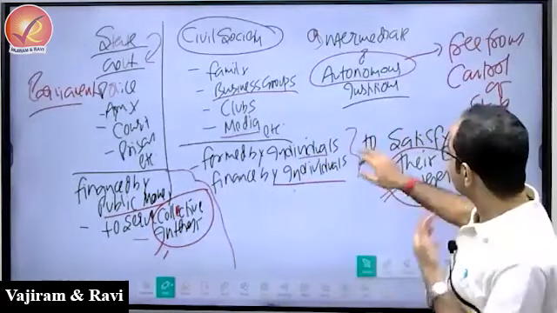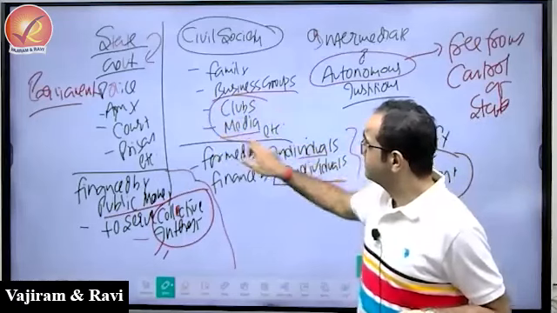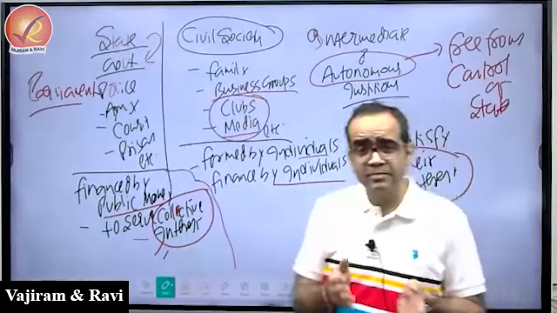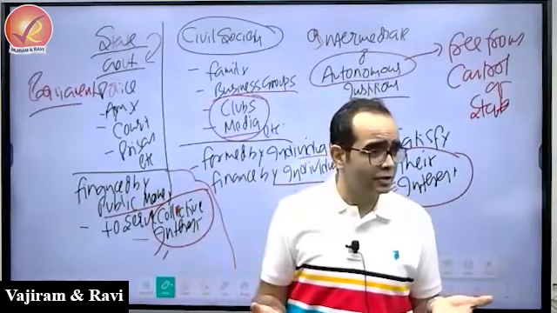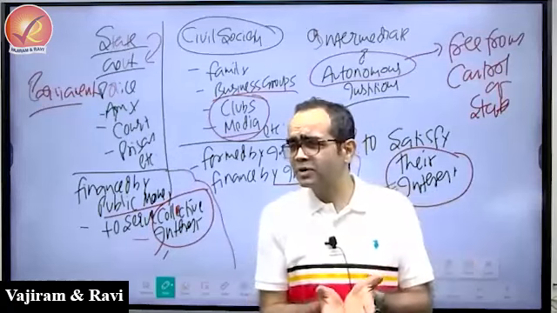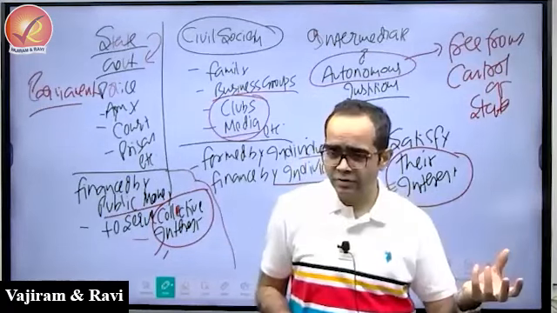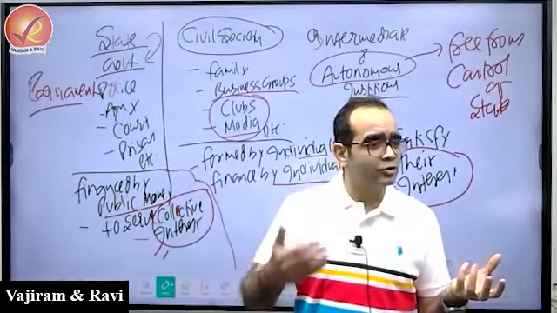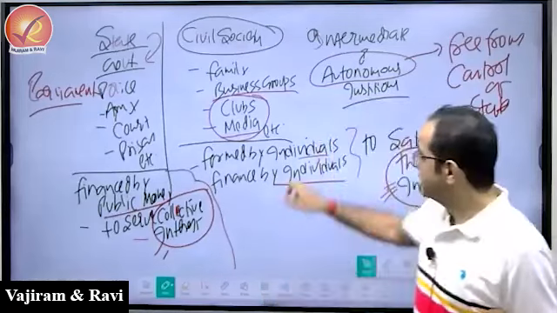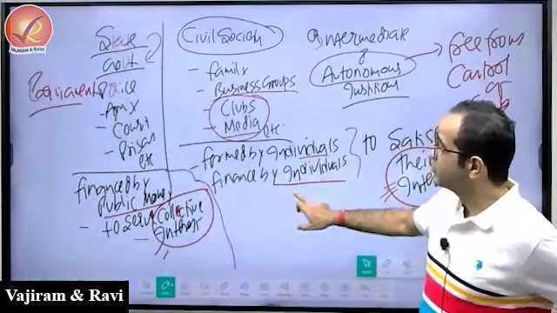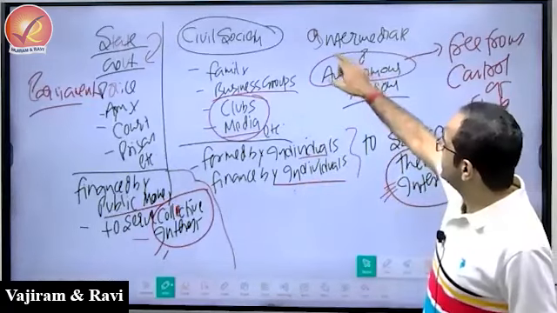And clubs, media, clubs, you may be setting up a library also. Since many of you are offline students, you go to a library. Who has formed the library? A particular individual. Why did they form the library? To help students study better. And this is financed as well as formed by an individual. So civil society is an intermediate.